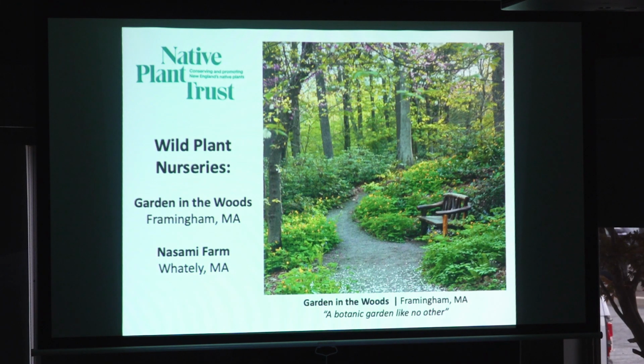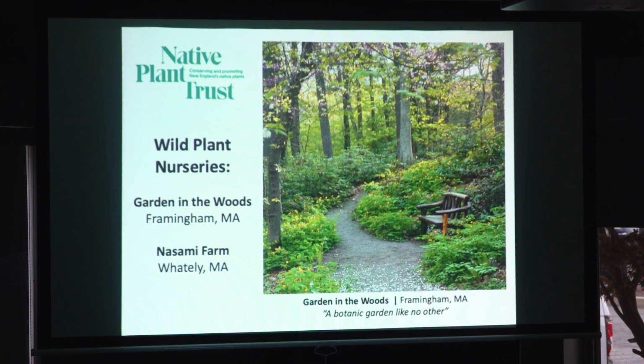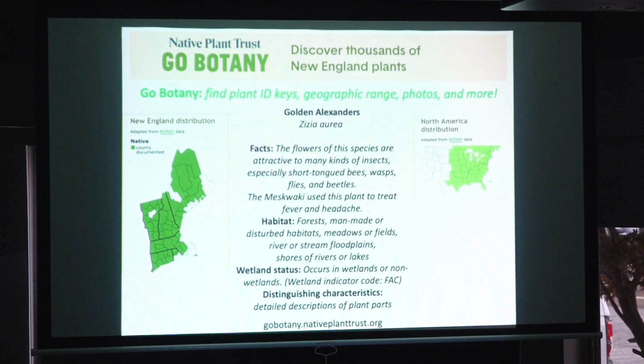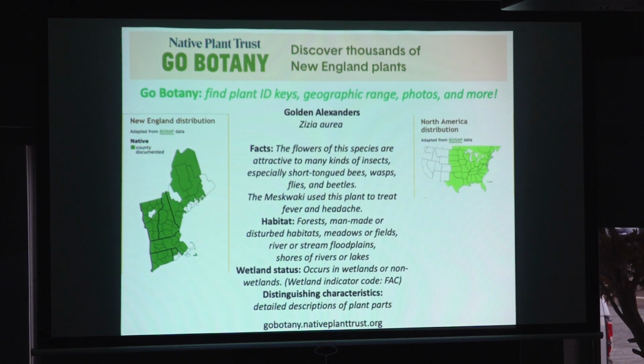Native Plant Trust is a great resource, both because there are 2 nurseries that sell plants, one in Framingham, one in Whately, and also because of their website. The Native Plant Trust hosts this Go Botany tool. I'm just giving here an example of all the different photos that you could find of golden Alexanders. That's one species, and you'll see the plant in all its different times of year and the different plant parts. You'll learn facts about it. You'll see where it's documented to be native.